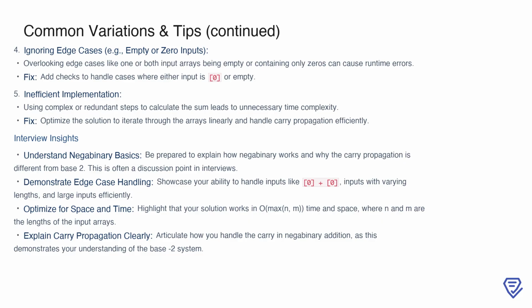From an interview perspective, it's important to demonstrate a strong understanding of how Negabinary works, including the unique carry propagation rules. Be prepared to discuss this aspect in detail, as it's a common point of interest for interviewers. You should also highlight your ability to handle edge cases, such as inputs with varying lengths or large values, and explain how your solution achieves optimal time and space complexity. Specifically, aim for a complexity of O(max(n, m)) for both time and space, where n and m are the lengths of the input arrays. Lastly, clearly articulate your carry propagation logic, as this demonstrates a solid understanding of the problem.